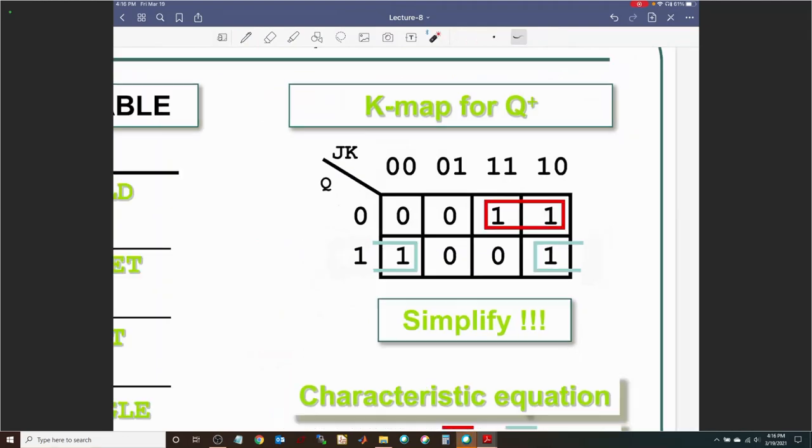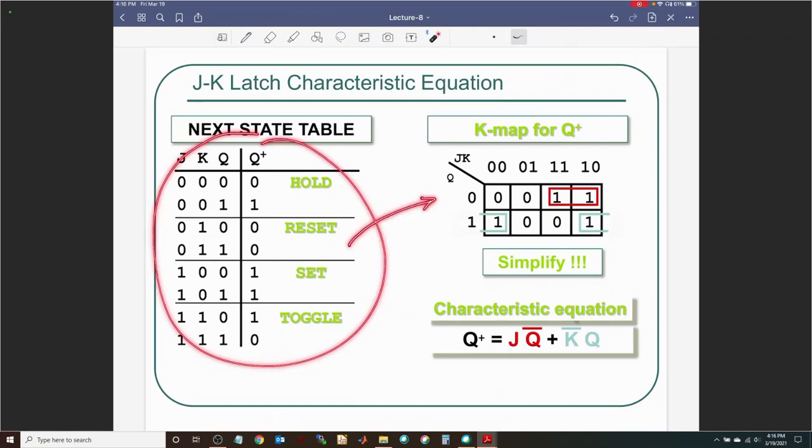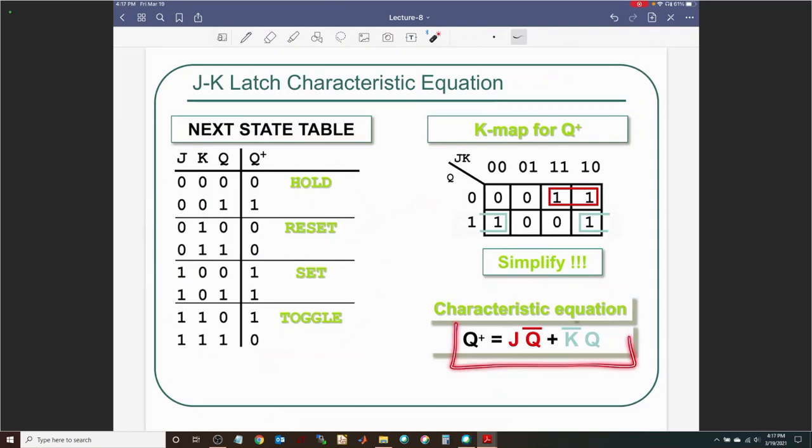So, in the next state table, we can transition that into a K-map. Group the ones to get the simplest equation. When you do that, you get the characteristic equation. If you know J and K inputs and the previous output Q, then you can tell me what the next output Q plus is going to be. That is going to be the characteristic equation of your JK latch: J Q bar plus K bar Q. So these characteristic equations and the next state tables, you will see them for maybe 4 more weeks, almost until the end of the semester. Until then, you are going to keep seeing them.